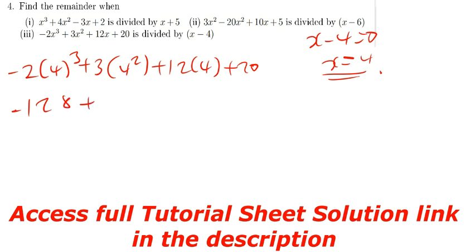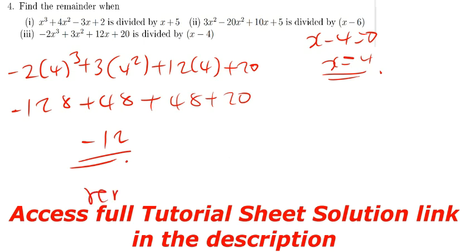So plus 4 squared is 16, 16 times 3, so that should be 48, plus 12 times 4, that should be 48, plus 20. So now we have negative 128 plus 48, plus 48, then again plus 48, then plus 20. That is negative 12. So that is my remainder. So my remainder is negative 12. So that is it for question 4.